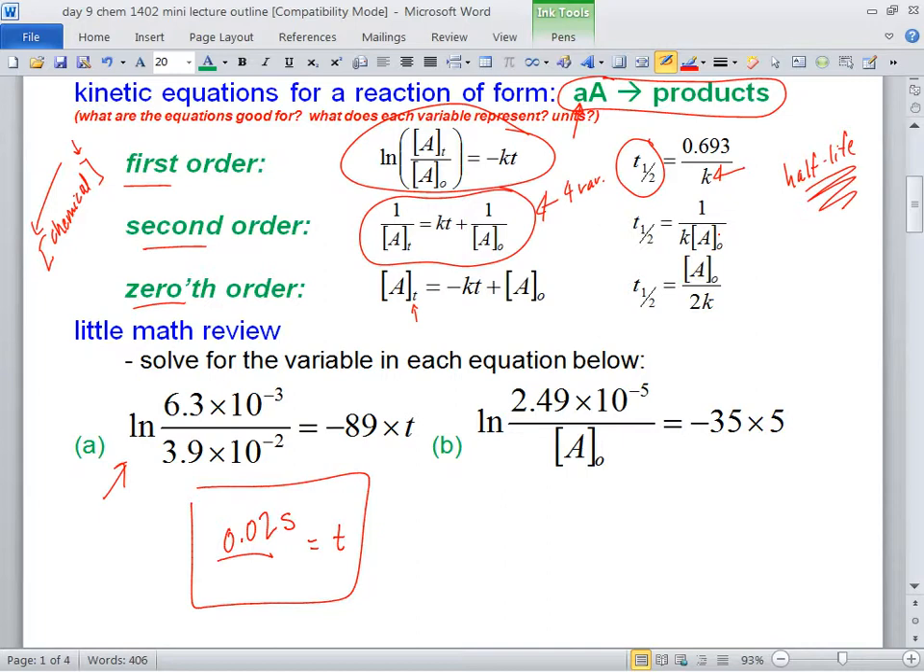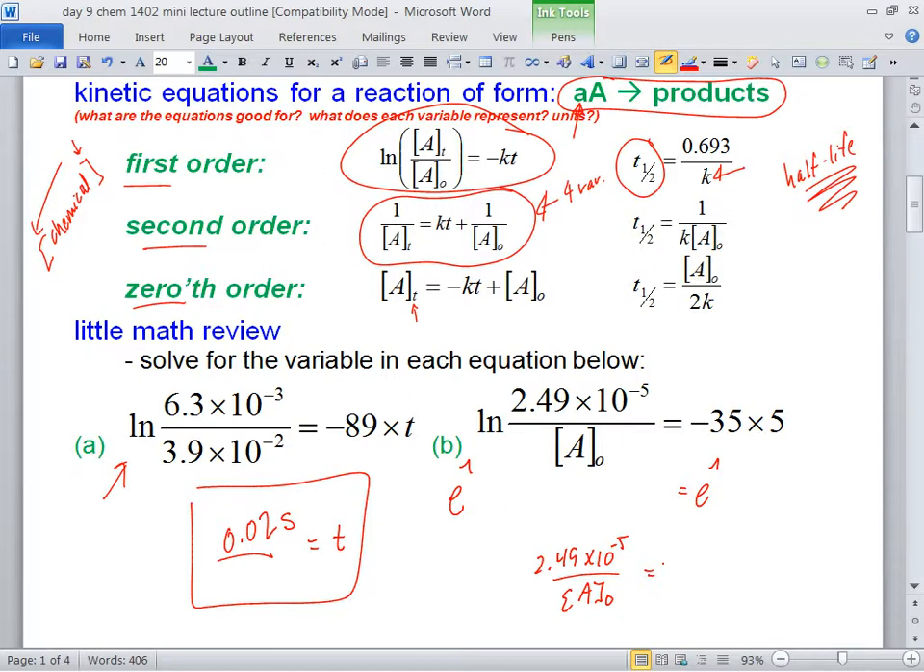I would take the negative 35 times 5, get an answer there, then raise it to the little e power. Right? So you might want to write stuff out on this one. Raise both sides to the little e power. You get e to the negative, and then you get 2.49 times 10 to the negative 5 over A0 equals e to the negative 175.